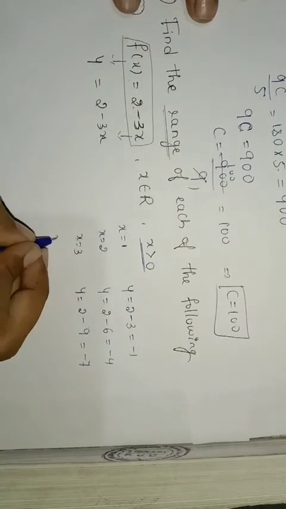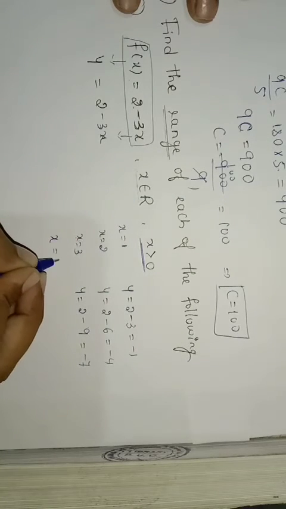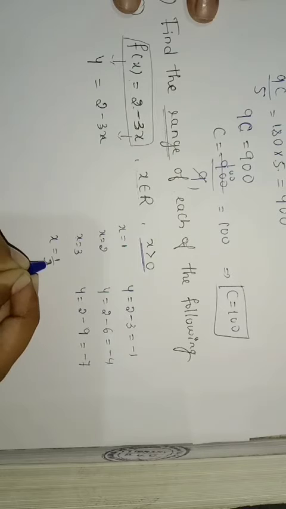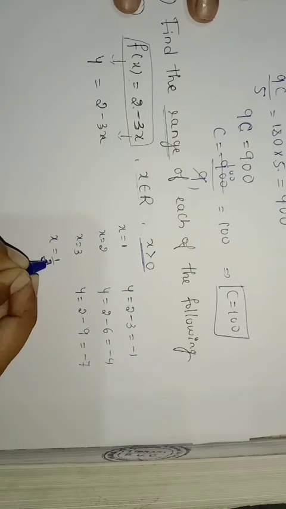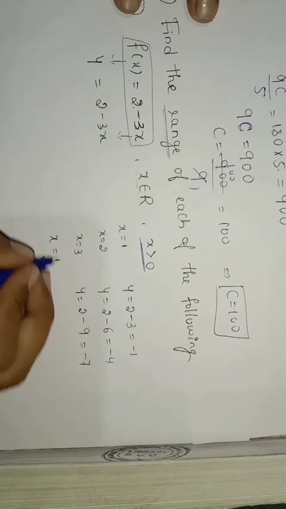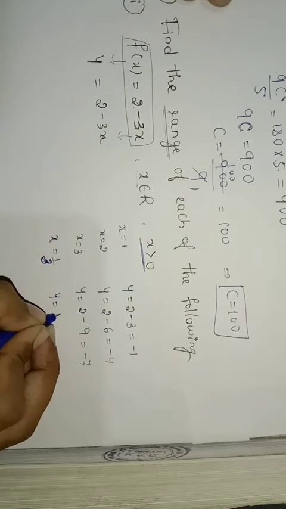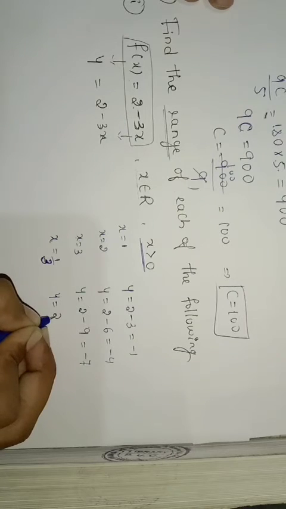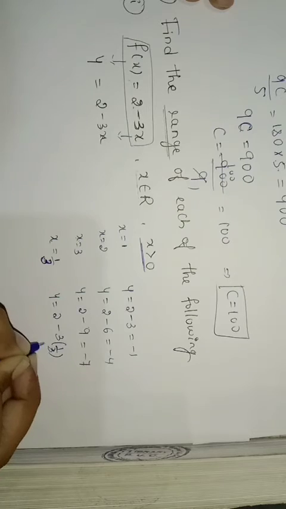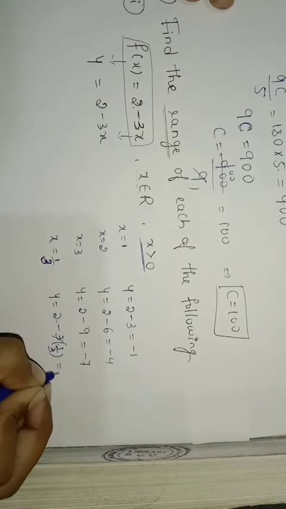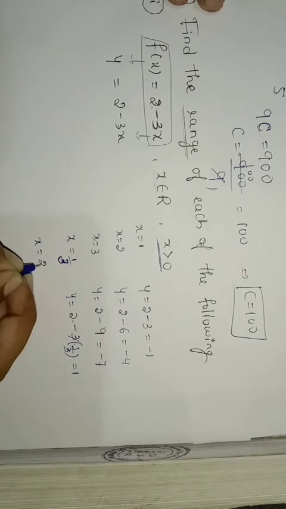You can take any x values. x belongs to real numbers, so you can take it like 1 by 3, 1 by 2. Plus 1 by 3 is greater than 0. Whenever you take x is equal to 1 by 3, what happens? Y is equal to 2 minus 3 into 1 by 3. So 3 gets cancelled. 2 minus 1 is 1. Whenever you take x is equal to 2 by 3.